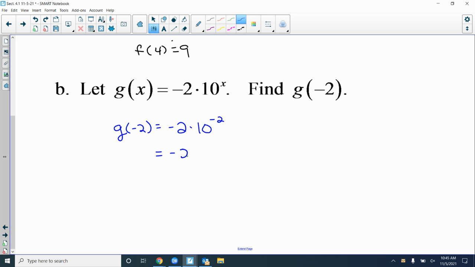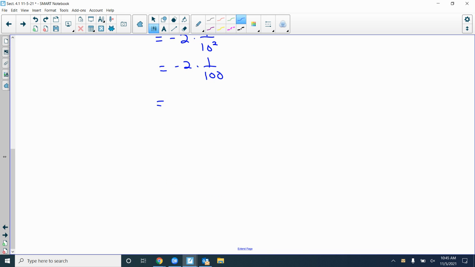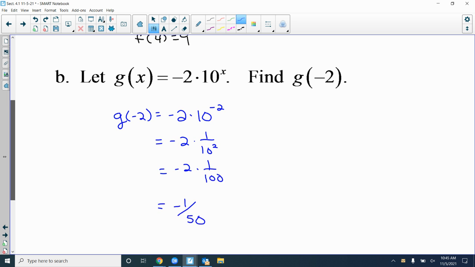One thing you need to be able to do is take that and make it a fraction. So it's going to be 1/10 squared, which is going to be -2 times 1/100. And then that will reduce to -1/50. All right, so be able to do most of these. I mean, there's going to be some where you need your calculator, I know that, but most of these you should be able to figure out without.